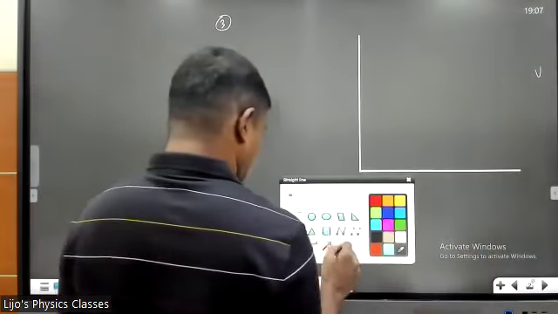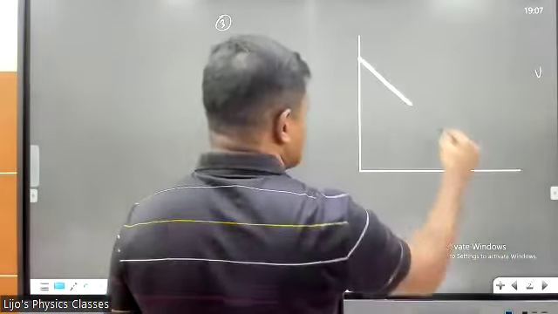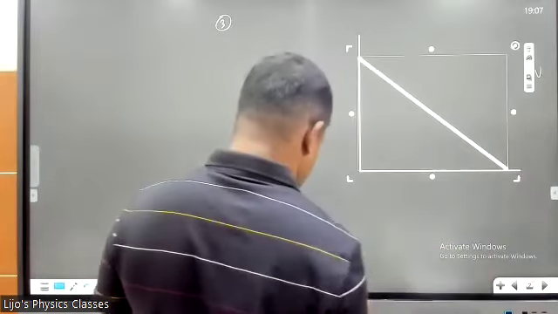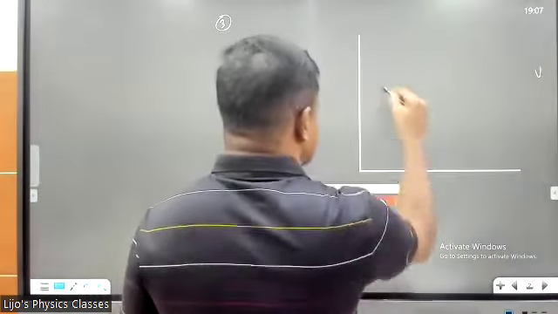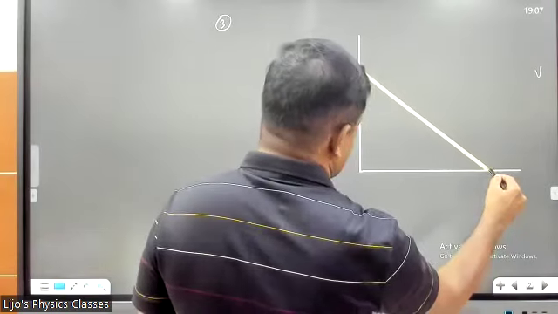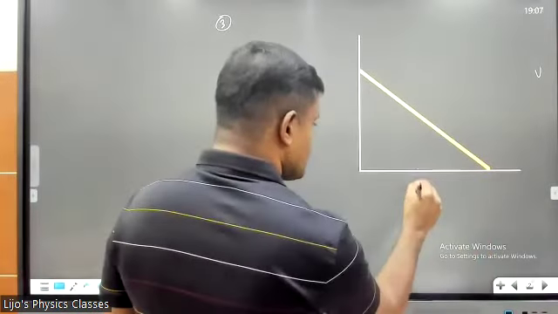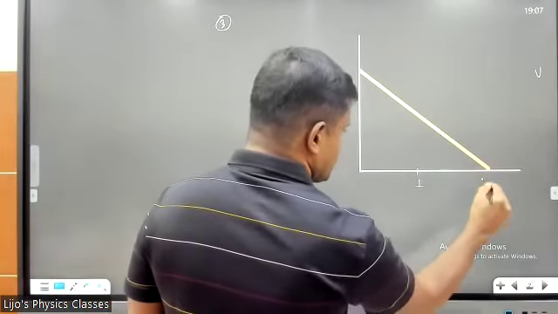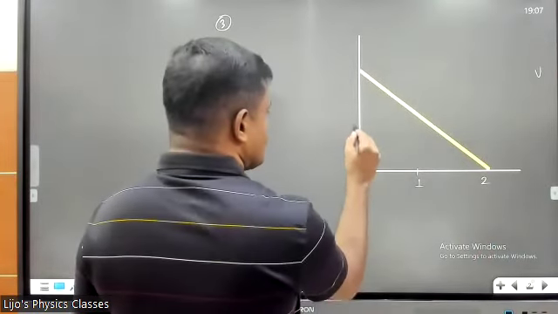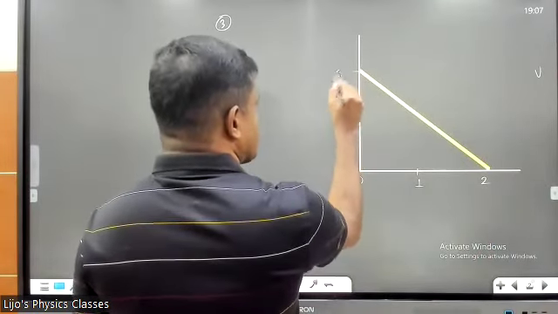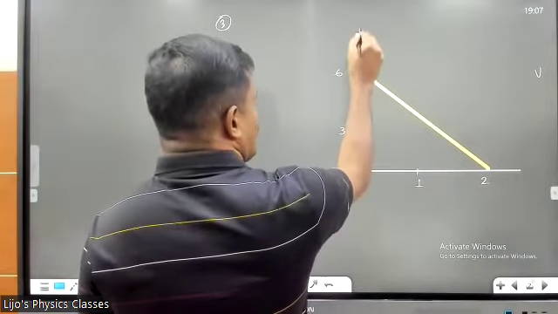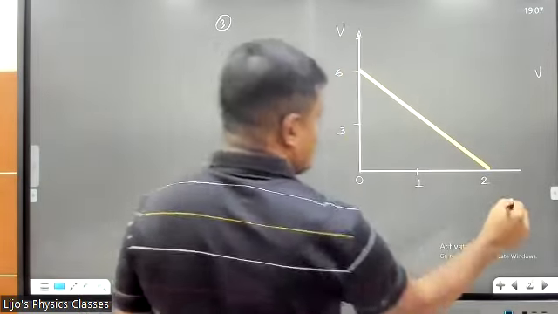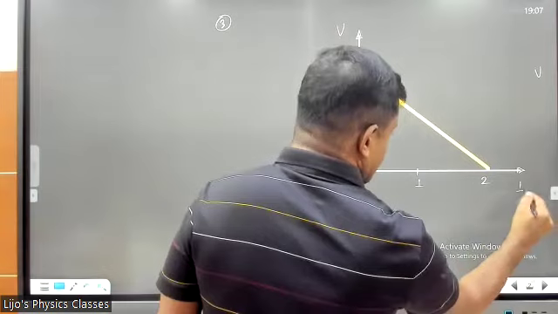And draw the graph. I'm drawing the graph this way. And I'm going to put the points. This point is like 1 ampere. This is 2 amperes, 0. This is like 3. This is like 6. All right. And on the y-axis, we have taken V. On the x-axis, we have taken current.